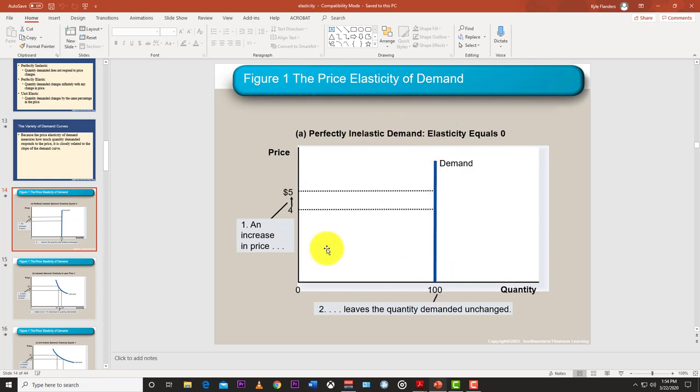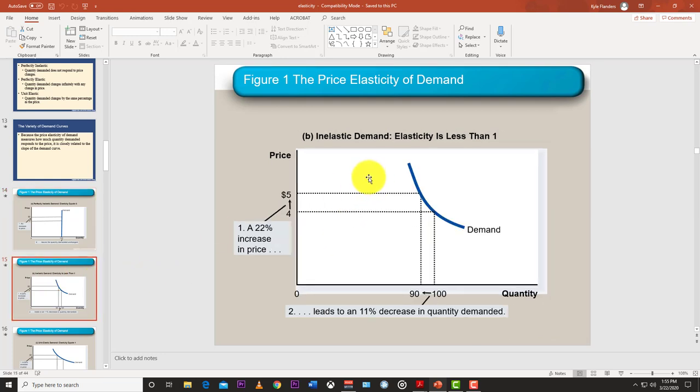That's what we represent in a graph. So if they ask you to graphically represent perfectly inelastic demand, it is this vertical graph right here. Price on the y-axis, quantity on the x-axis, and the graph goes straight up, vertical. That's perfectly inelastic demand. Then we have fairly inelastic demand, where elasticity is less than one. And here we have it right here.